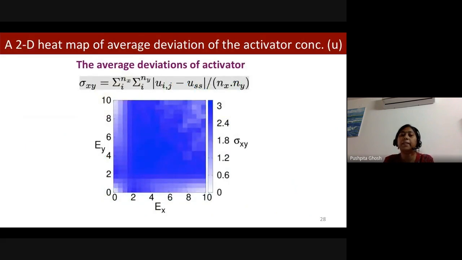Now, regarding the strengths Ex and Ey, for the given charges of iodide and chloride, we know those are negative, so we cannot change anything there. We can only change the modulation of strengths, and we can find the average deviation of one of the variables, the activator for instance, or the variance of these values around the steady state. You can see that this system is largely influenced by the presence of electric fields, and there is a wide parameter range where you could realize this kind of patterns.